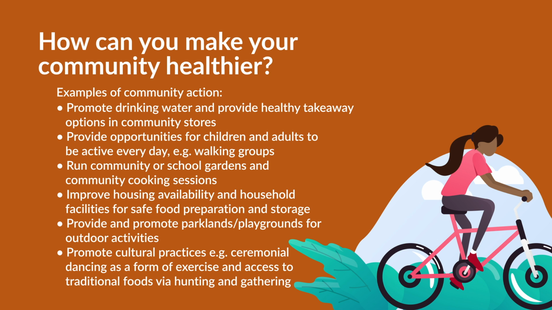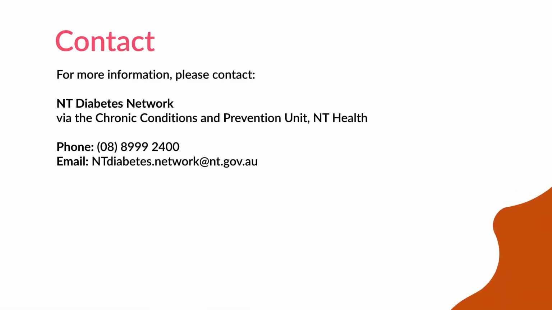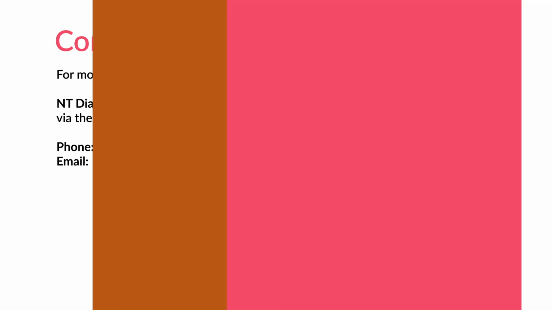gather. For more information to address the social determinants of health in relation to diabetes and obesity, please see the National Diabetes Strategy, the National Obesity Strategy, and the National Preventative Health Strategy. For further information, please contact the Northern Territory Diabetes Network via the Prevention and Wellbeing Unit at Northern Territory Health.